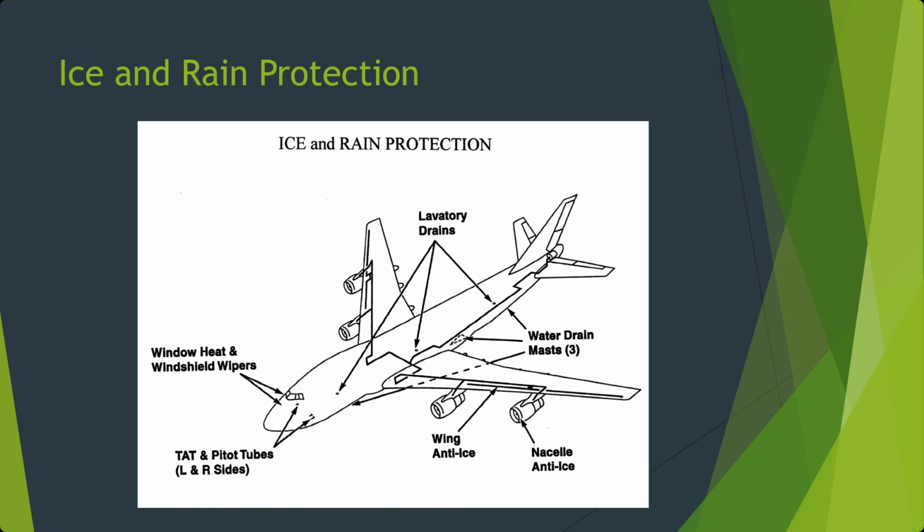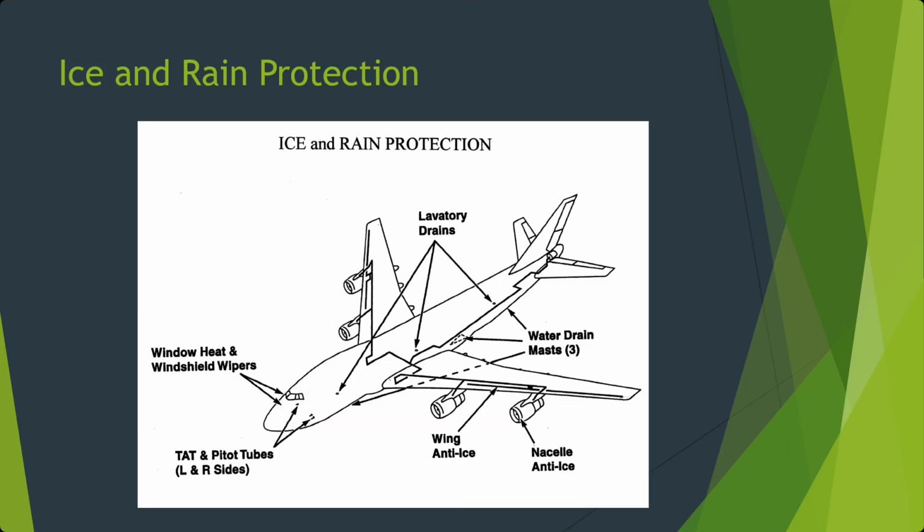So here are some areas that are often protected from ice and rain. Windows: window heat and windshield wipers up on the flight deck windows. The side windows really don't do anything, and passenger windows aren't really an important thing. It's primarily just the windshields, the front of the airplane. You can see total air temp and pitot probes, pitot tubes, as well as angle of attack indicators, so instrumentation, things in the nose area. Wings have anti-ice and nacelles to prevent ice. That's that lift and thrust protection.